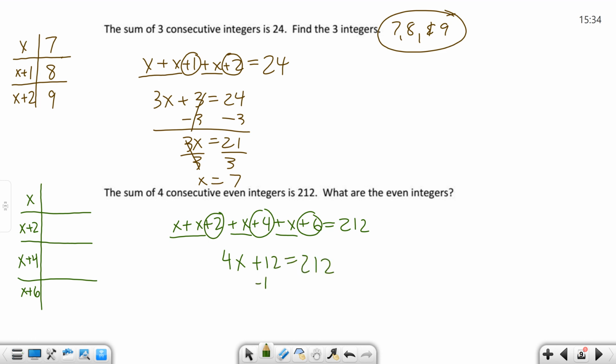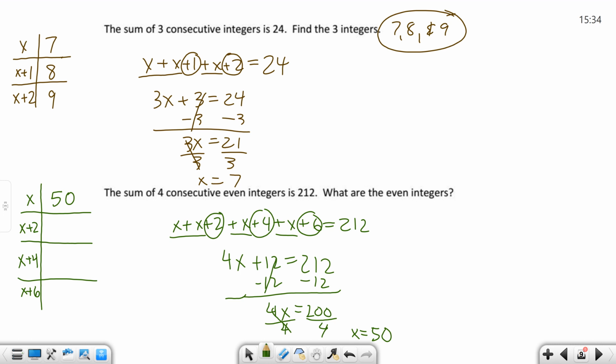Equals 212. We're going to subtract 12. Well, that's nice. 4x equals what? 200. And then we divide by 4. I didn't give myself a lot of room here. All right. So what does x equal? Write it out here to the side. 200 divided by 4 is 50. So my first even integer is 50.